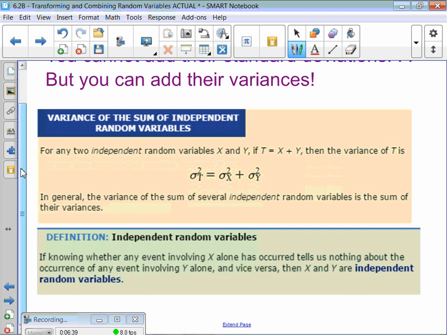All right, and side note, they must be independent. In order to calculate variance, you must have independent random variables. What does independent mean? If you know the outcome of the first event, it does not affect the outcome of the second event. So think of sampling with replacement. Those would be independent events.